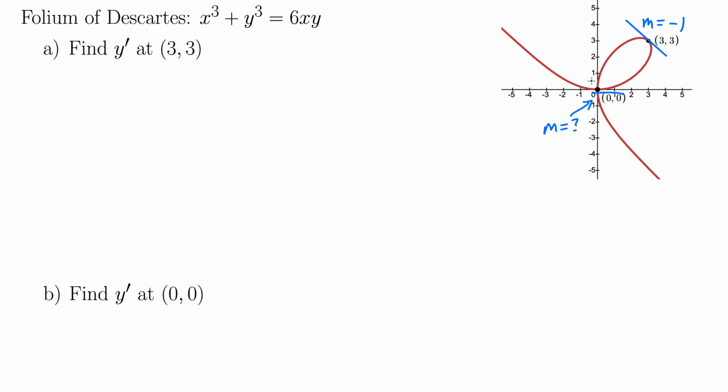so I can't imagine how we would do the tangent line at (0, 0). Would it be this one? Would it be this one? You know, we have two things going on at once. So something tells me we're going to have a hard time for part B, where we are asked to find y prime at (0, 0). But let's start with part A. Find y prime at (3, 3).